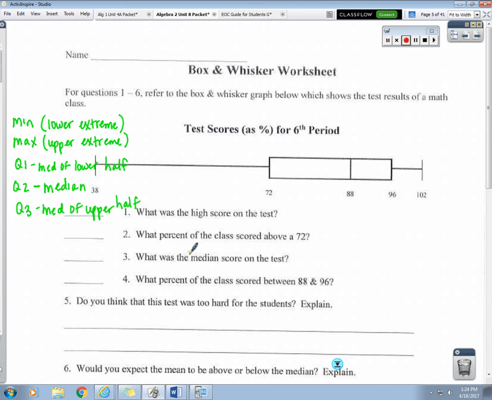So the box and whisker plot is made up of the 5-number summary, which is the minimum, also known as the lower extreme, the maximum, also known as the upper extreme, and then quartile 1, 2, and 3. Quartile 2 is the median of all the data, so the middle of all the data once it's in order from least to greatest. Quartile 1 is the median of the lower half, and quartile 3 is the median of the upper half. Go ahead and write that down because I'm going to have to erase it.